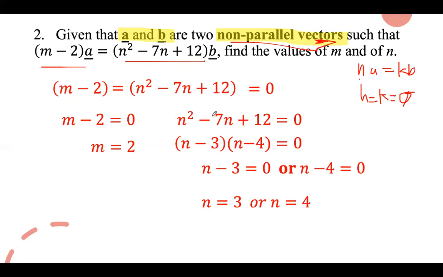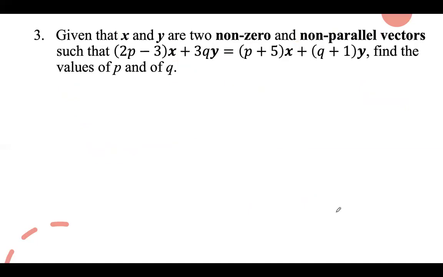Right? So the marks will be given here. This is the important step. Then this is the answer. So this is question number 2. Now, question number 3: x and y are non-zero vectors and they are non-parallel. So now you can see number 2 and number 3 are a bit different, because you've got x and y vectors involved, left and right.